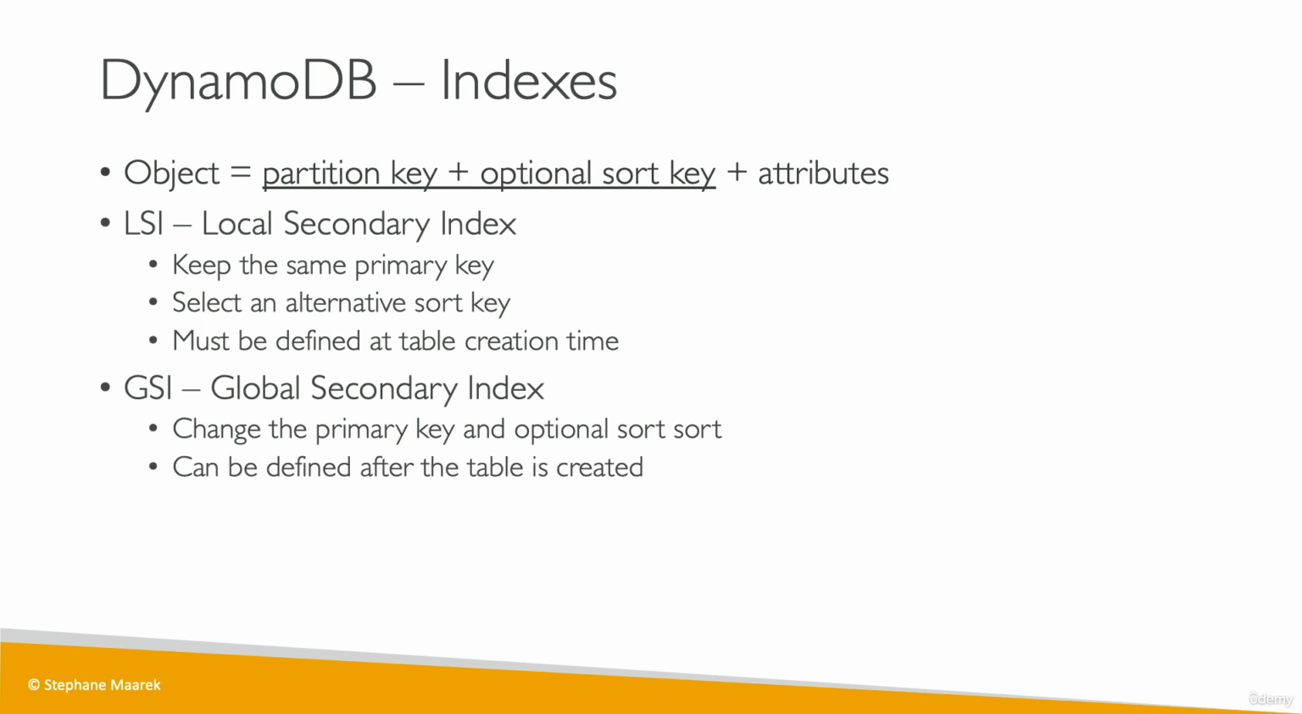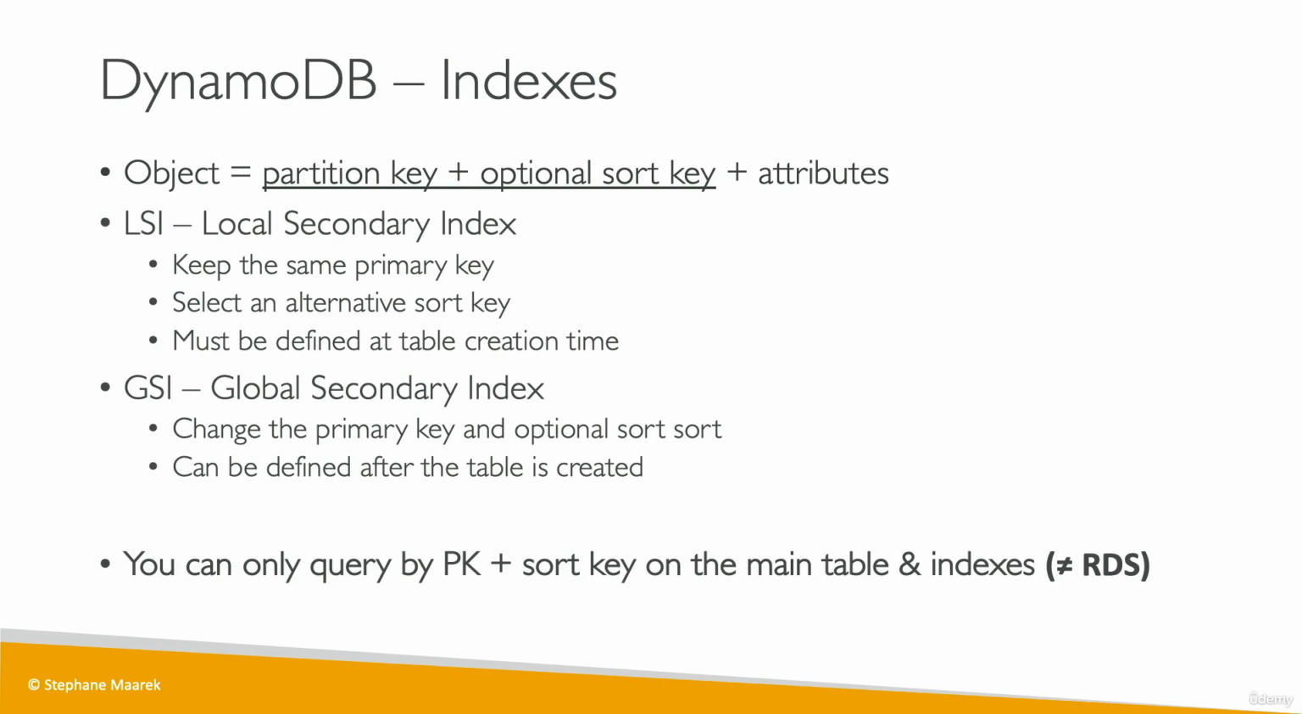So the idea in DynamoDB is that you can only query by primary key plus sort key on the main table and the indexes. So it's not like RDS where you can query any single column and any single row. In DynamoDB, you need to think about what your queries are going to be and create the right indexes for these queries for it to work. So this is a major difference between a traditional RDBMS, such as RDS, and a NoSQL database, such as DynamoDB. In DynamoDB, if you want to query something, you need to make sure an index has been created for it in advance.